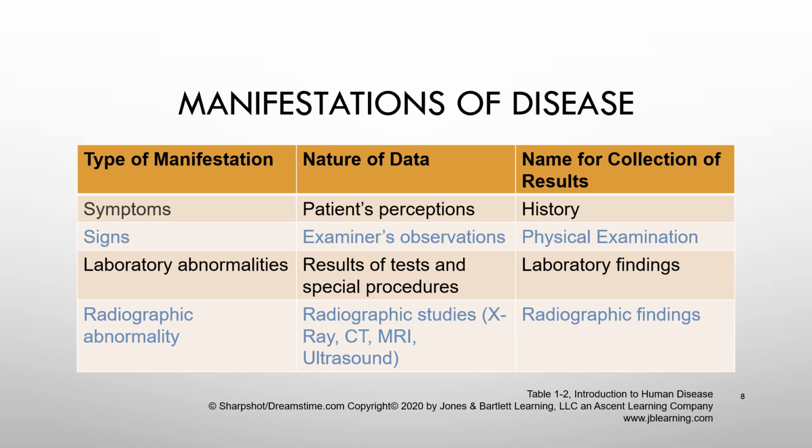Finally, we have radiographic abnormalities, findings from imaging studies like X-rays, CT scans, MRIs, and ultrasounds. These are grouped as radiographic findings. Fun but true fact: sometimes radiology, labs, and histology all tell slightly different versions of the same disease story. Your job is not to compete, it's to contribute accurate data so the full picture makes sense.